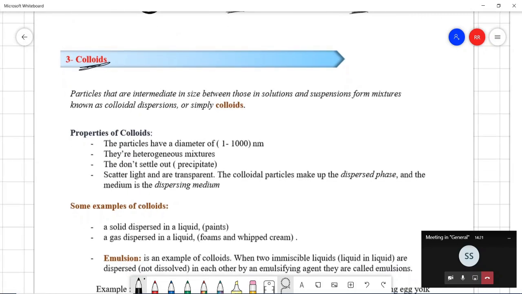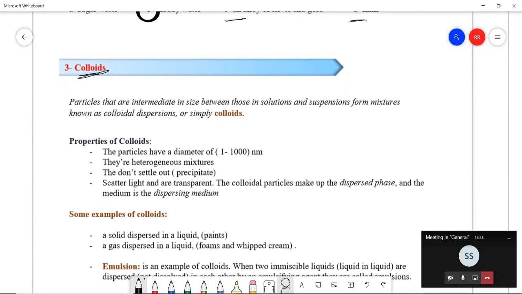Now here's the third type of mixture. Colloids.